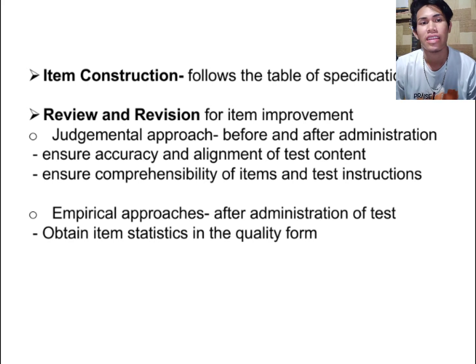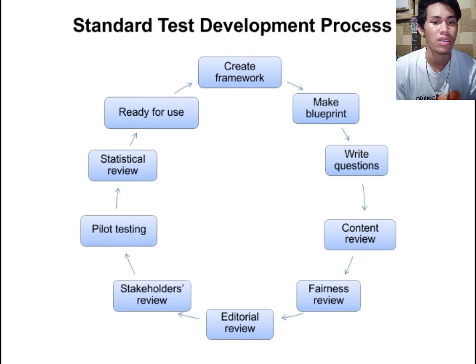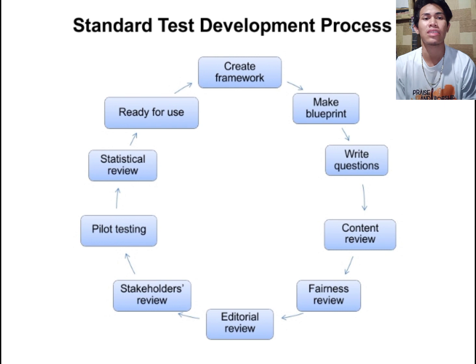Let's move on to the next slide. Standard test development process. As we can see, it is in the form of a cycle. The standard test development process involves several key steps to ensure the creation of a valid and reliable assessment tool. Create framework is the first point. This initial phase involves defining the purpose and objectives of the test, identifying the target audience, and determining the content and format of the test. Test developers also establish the test administration procedures and consider any ethical considerations.